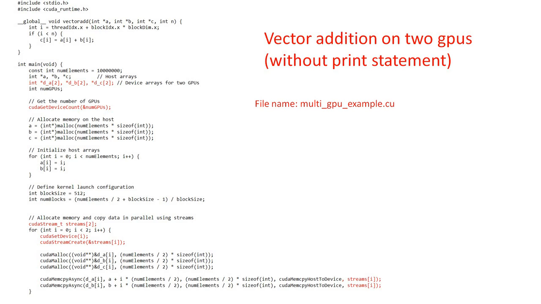Vector addition on two GPUs. We are trying to add, let's say, 10 million elements. This is a huge number. We have done this exercise earlier with one GPU, and there we got around 79 microseconds of GPU execution time. Now let's see how this works when we use two GPUs.